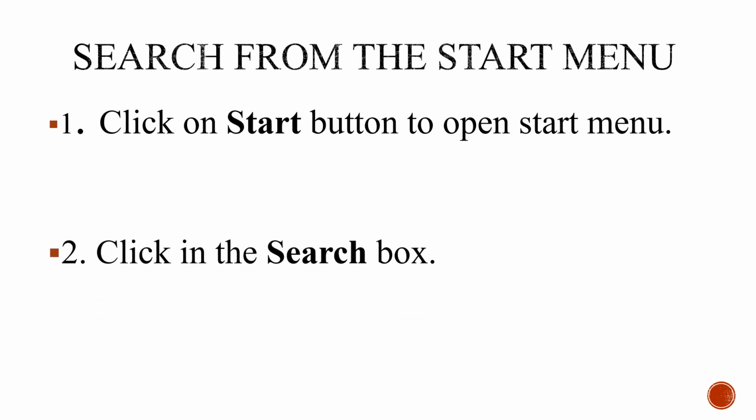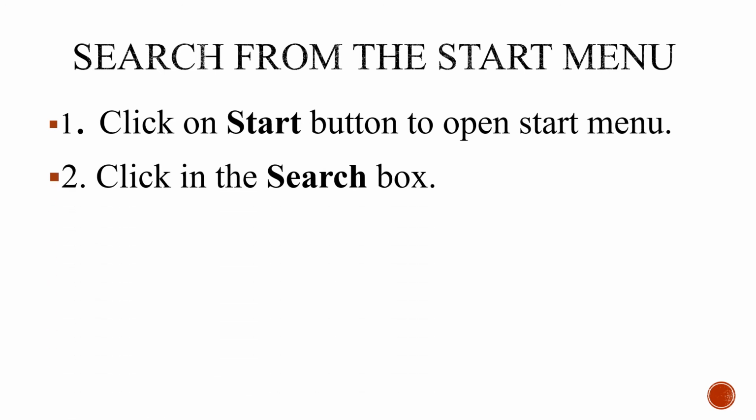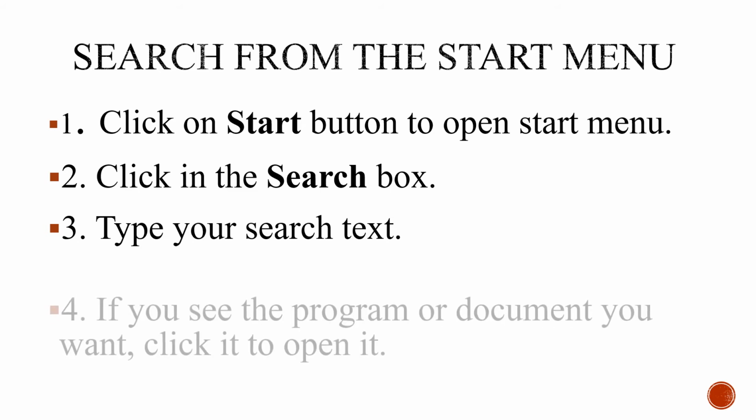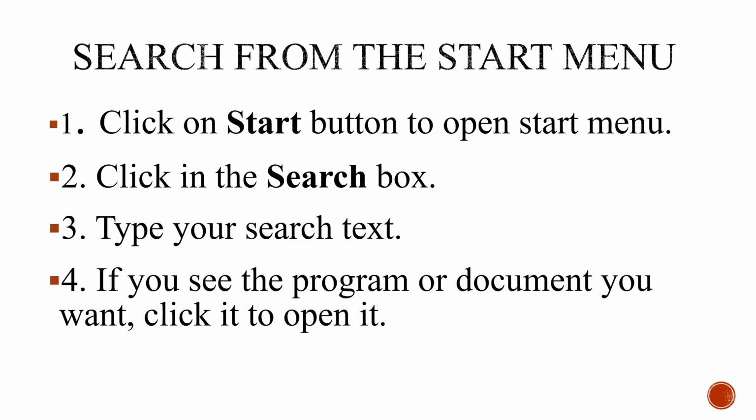Search from the start menu. For that you need to open the start menu. Click on the start button and then click on the search box. Type the search text, whatever you are looking for. If you see the program or document you want, click it and open it. It will start searching, and whenever you see your own document, you can just click on it and open it.